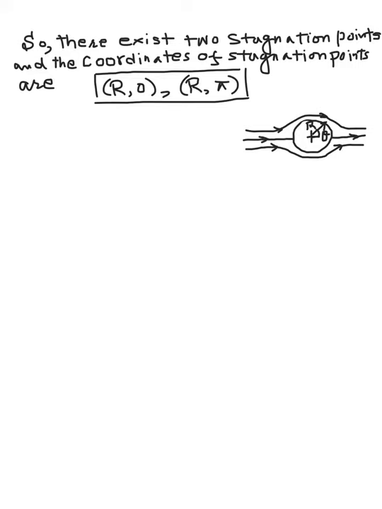So I have two stagnation points, and the coordinates of the stagnation points are (R, 0) and (R, π). Schematically, I can show here that for flow over a cylinder, this is the location of my first stagnation point, R and angle 0, and this is the location of my other stagnation point. Make sure that the angle is measured from this axis.